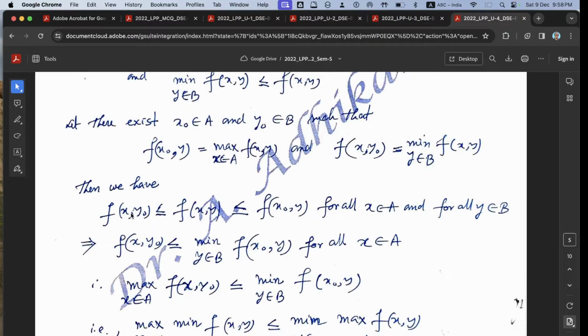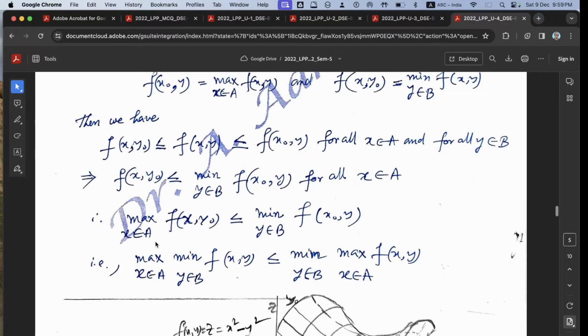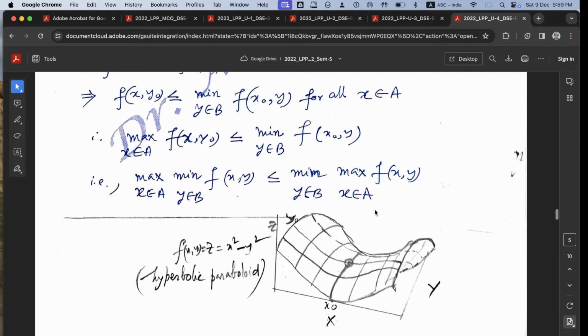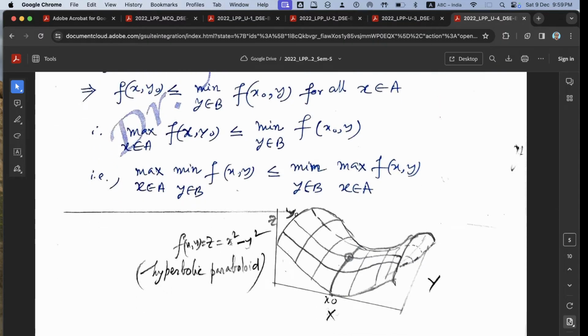Then we have f(x,y0) less than or equal to f(x,y) less than or equal to f(x0,y) for all x belongs to A and for all y belongs to B. This implies f(x,y0) is less than or equal to the minimum over y belongs to B of f(x0,y) for all x belongs to A. Therefore, maximum f(x,y0) is less than or equal to minimum f(x0,y). Hence, max min f(x,y) is less than or equal to min max f(x,y). Actually, this is the example of this.